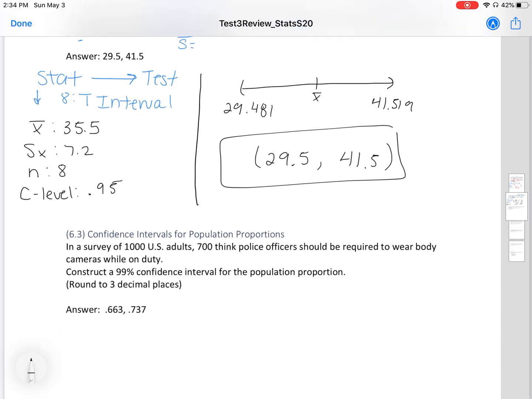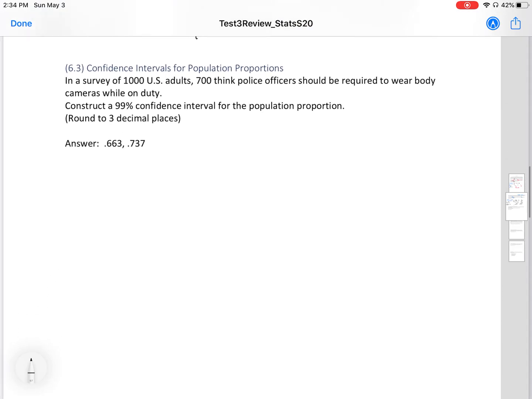All right, last for chapter 6, 6.3, confidence intervals for population proportions. What makes this section unique is you'll be given maybe a value or a mean in terms of percents, and a percent is a proportion. And that's the big clue for this one.